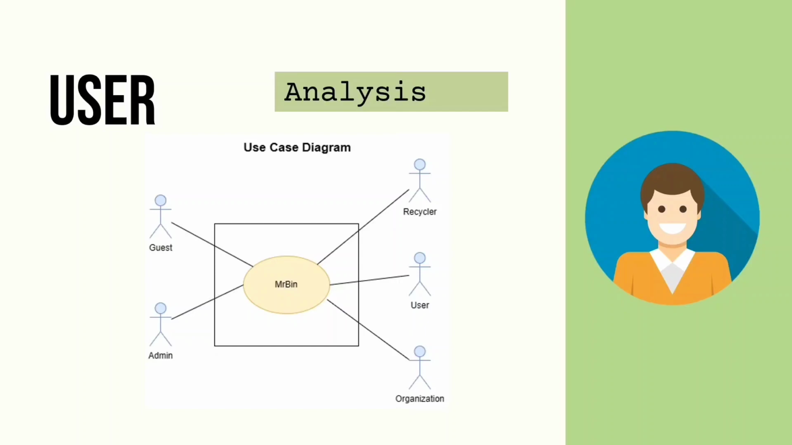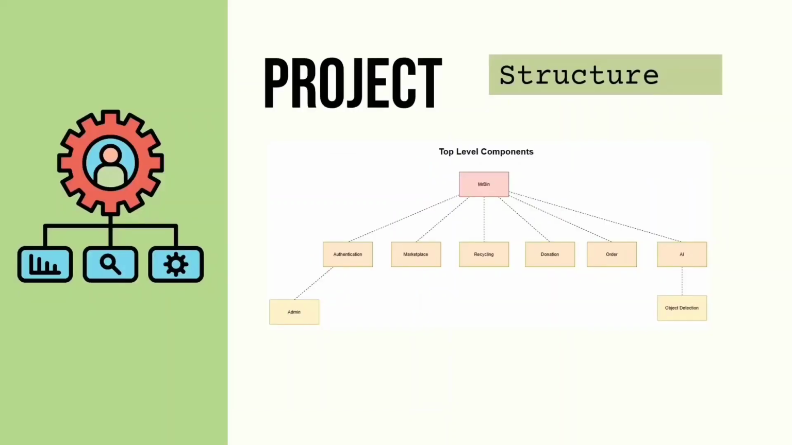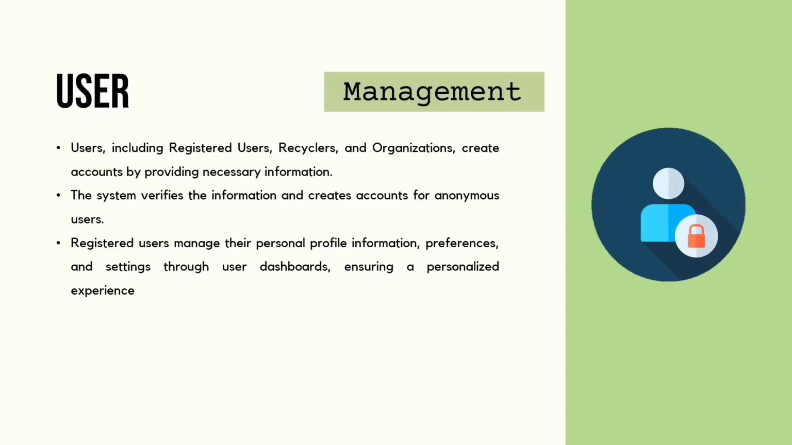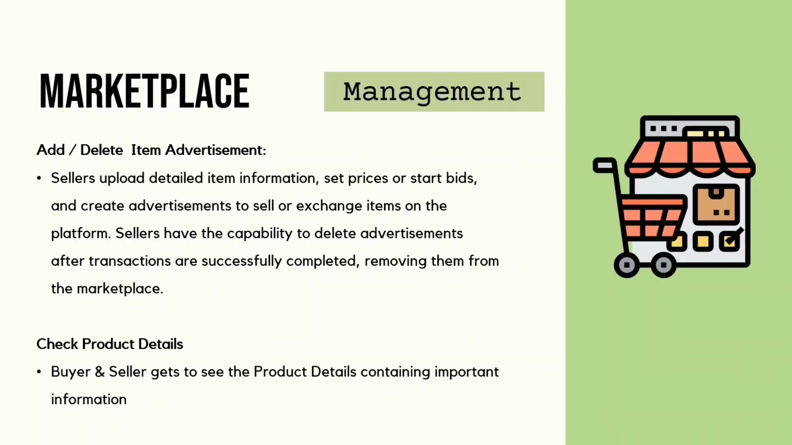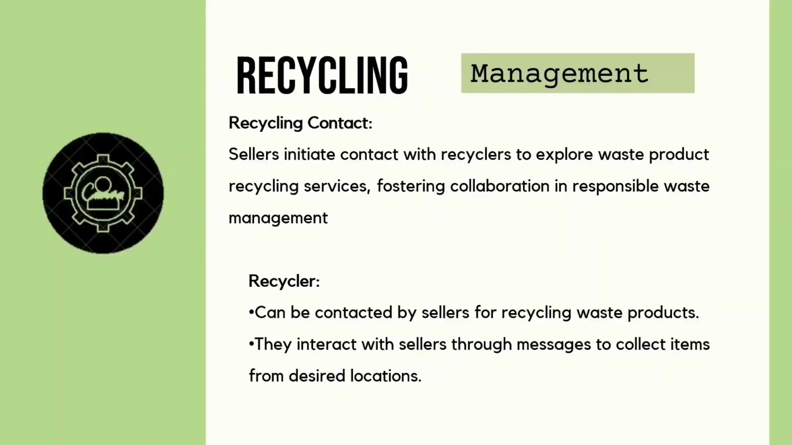The structure of the project includes outreach, marketplace, recycling, donation, order, and AI. Then we try to segregate the user management system. There's the admin section which verifies users. There's a marketplace section which adds a direct advertisement, checks product details, etc. There's a recycling section where a recycler can contact the user based on the product.